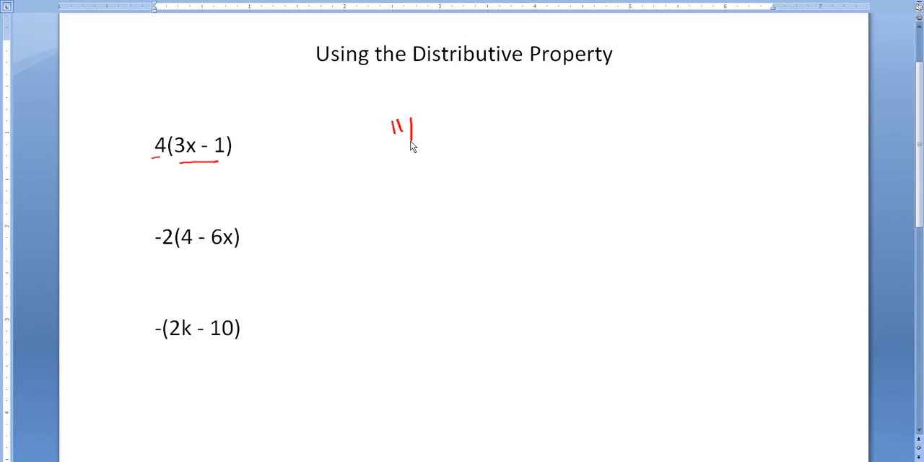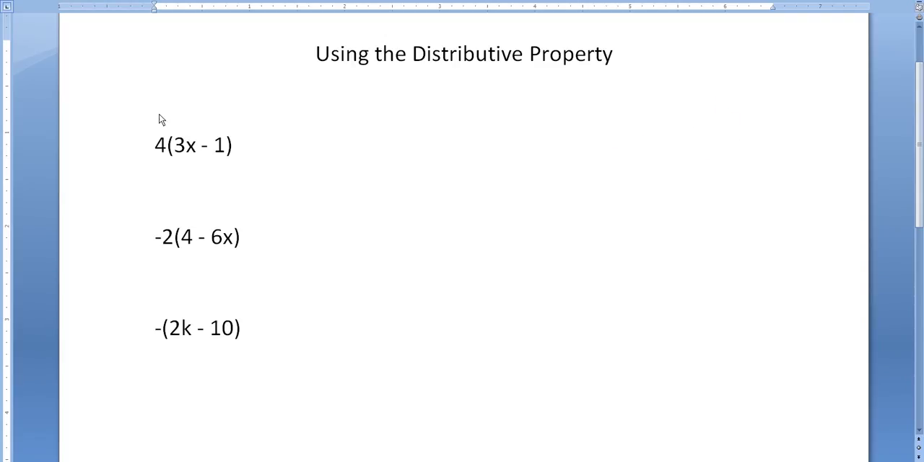When you hear me say the quantity, you should immediately think parentheses. When I say the quantity, what comes after that phrase is going to be what's inside the parentheses. So again, the way I would say this out loud is 4 times the quantity, parentheses, 3x subtract 1. Okay, so I'm taking 4 times that entire quantity, and math is great because in math we share.